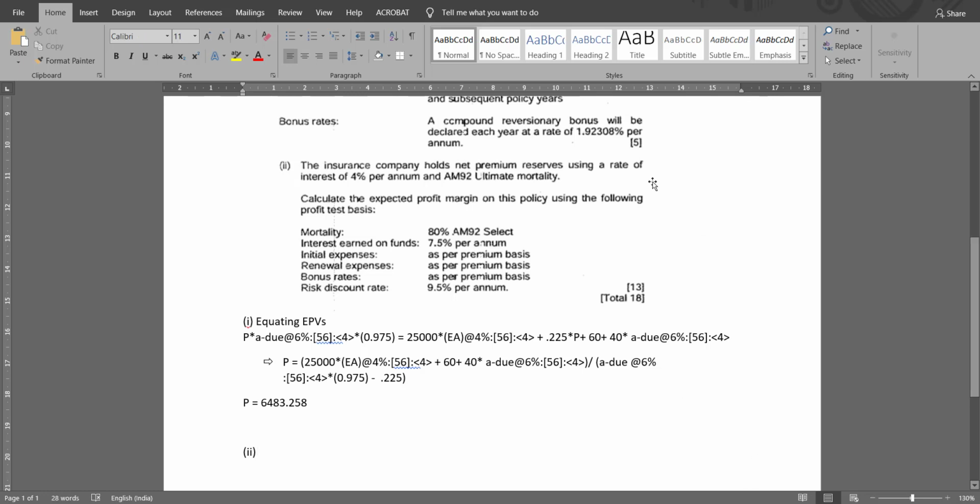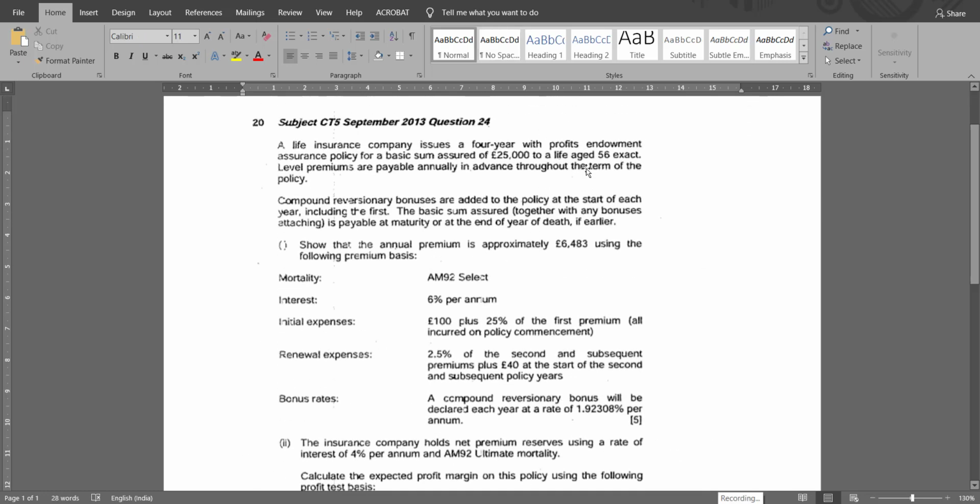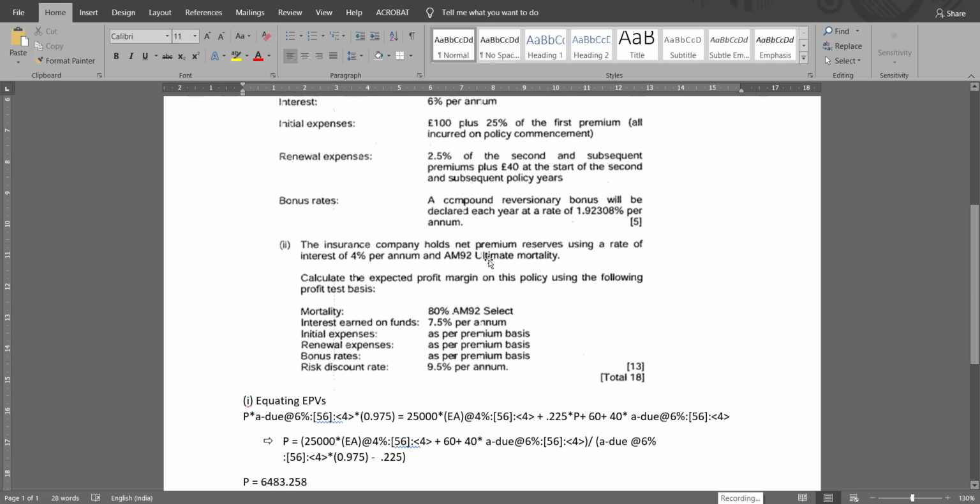Okay, let's do that. So now for the second part, what do you have? The insurance company holds a net premium reserve using a rate of interest 4% per annum and AM92 ultimate mortality.